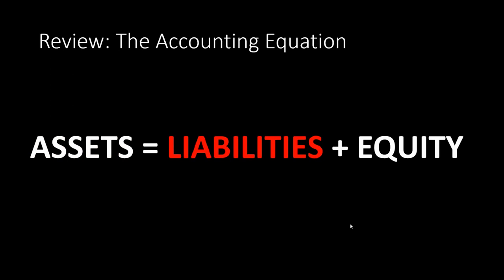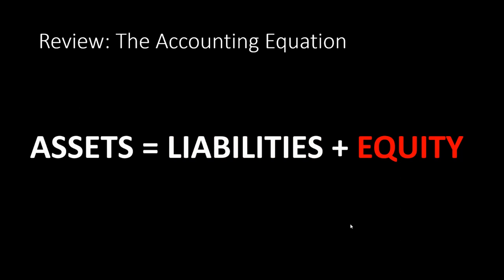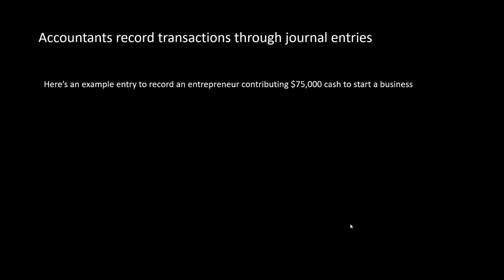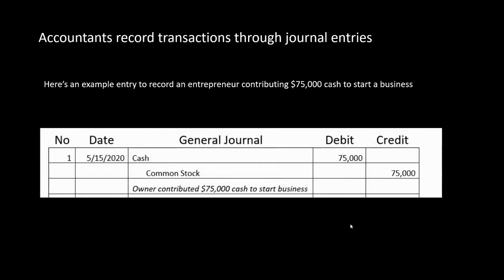Liabilities are amounts or services that the company owes to others, things like loans or unearned revenue. Whereas equity is the residual interest that the owners have in the company. Accountants record transactions or events through journal entries. Here's an example of a journal entry to record an entrepreneur contributing $75,000 cash to start a business. And this is what we're going to talk about today.